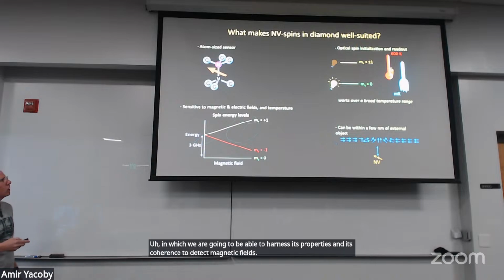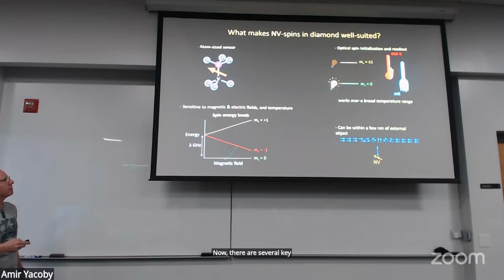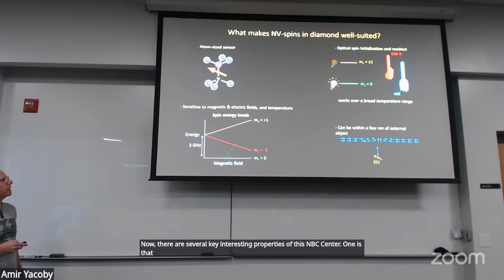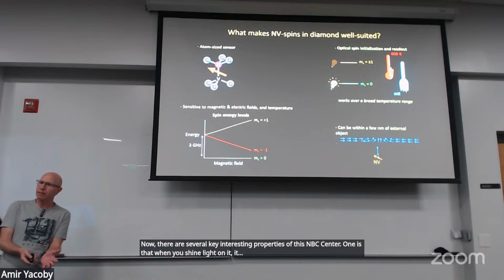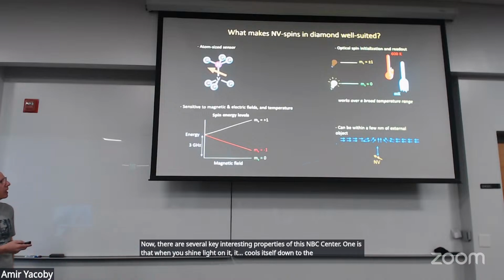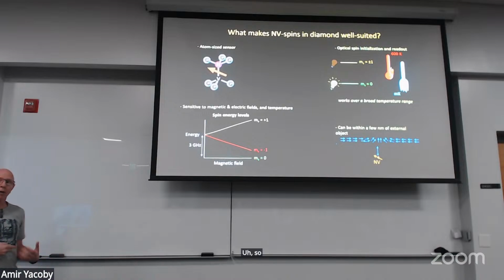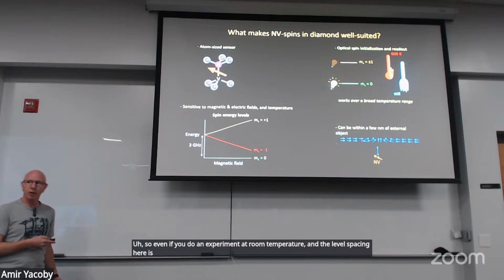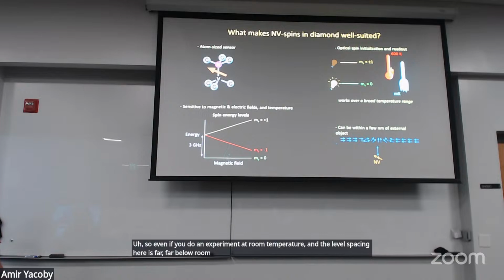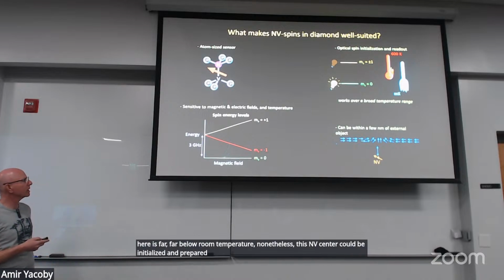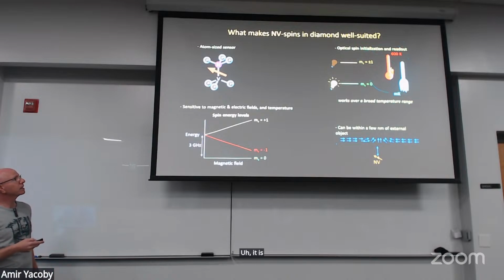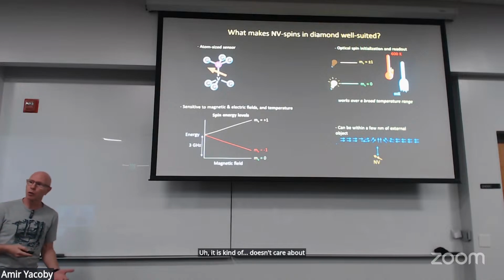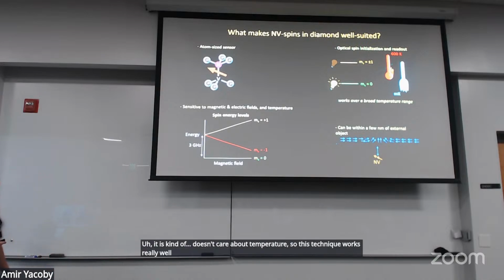Now, there are several key interesting properties of this NV center. One is that when you shine light on it, it cools itself down to the ground state. So even if you do an experiment at room temperature, and the level spacing here is far, far below room temperature, nonetheless, this NV center can be initialized and prepared into its ground state with very high fidelity. It doesn't care about temperature, so this technique works really well at any temperature that you choose.